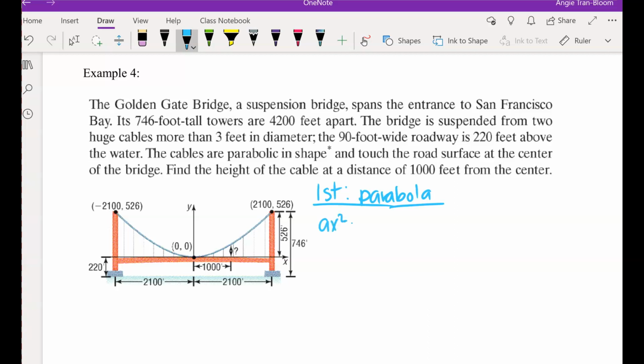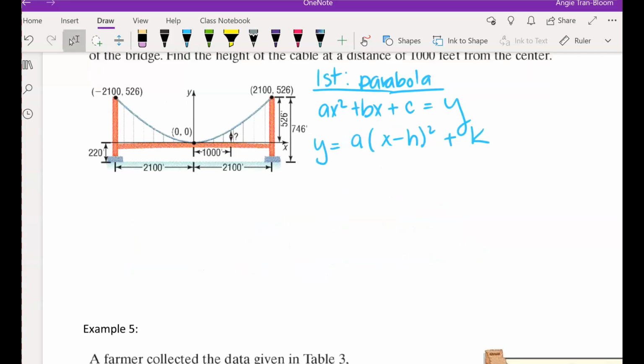AX squared plus BX plus C equals Y, you're right. Beautiful. And then remember we also have this one. Let me just remind you, this vertex form. Sometimes it's easier to use a vertex form than the standard form. Now, the two choices that are written up here, which one do you guys want to use today?